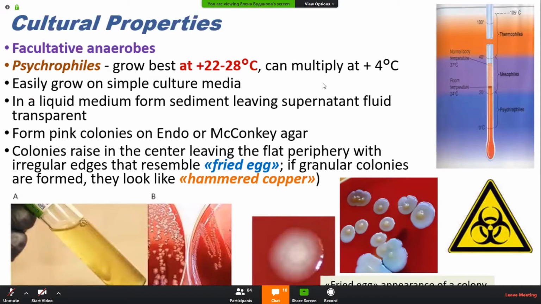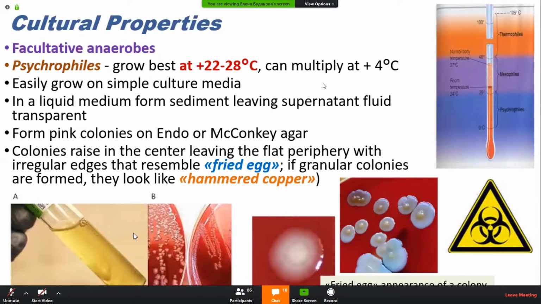So speaking about cultural properties, some of them are familiar to you because other species of Yersinia are already discussed. So we can say that they're facultative anaerobes. It means they're not fastidious, but they're psychrophiles. They prefer low temperatures for culturing, and they grow best at the interval plus 22 to 28, and can even multiply at plus 4 degrees Celsius. They're not fastidious, so they can be cultured in simple culture media.